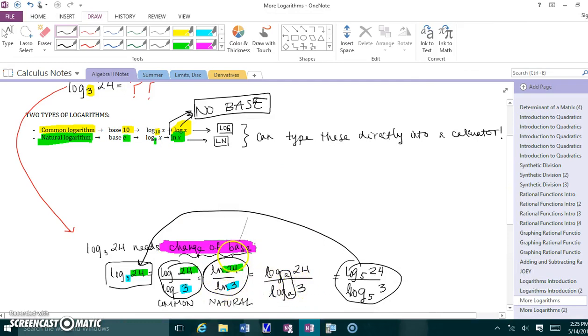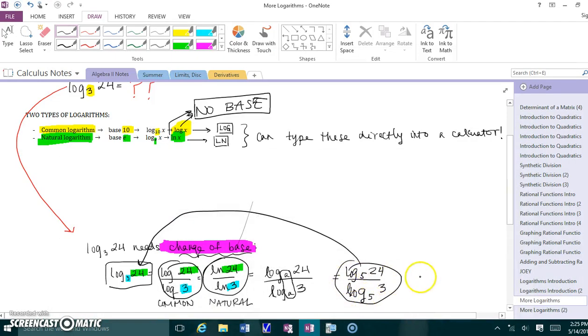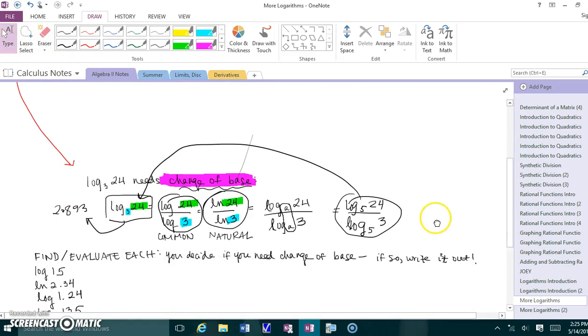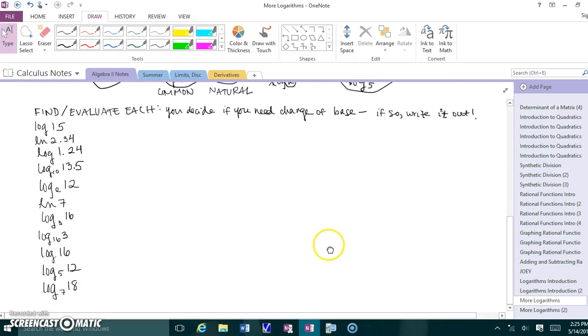So what was that number again? 2 point something. 2.893. Let me just put that here, so you can add that to your notes so you remember what we got. 2.893.